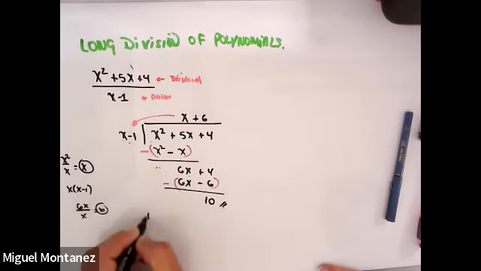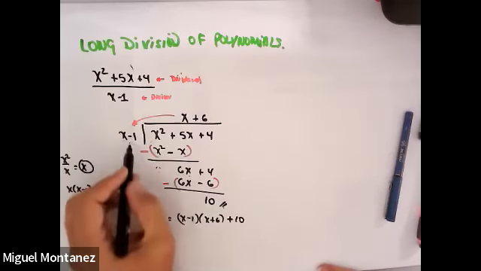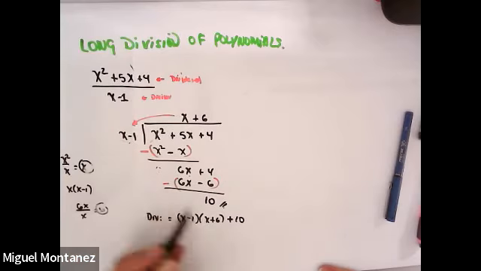So what can we conclude? That my dividend equals x minus 1, the divisor, times the quotient x plus 6, plus 10. And of course, x minus 1 is not a factor of the dividend. Why? Because the remainder is not 0. And we are done. That is the long division of polynomials, and the quotient is x plus 6.